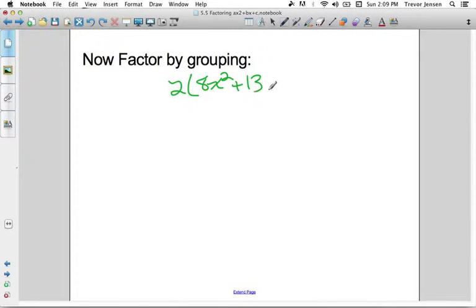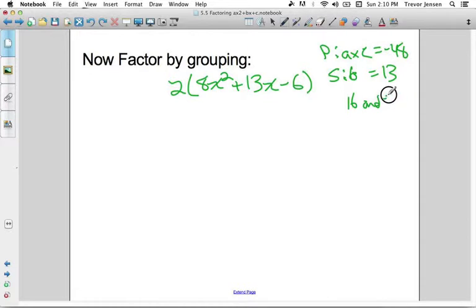plus 13x minus 6. Okay, so don't forget, you have to leave this 2 out front. That's very important. You can't just get rid of it right now. And then I wanted to factor this quadratic inside the brackets. It's a quadratic where the a value is not 1, so I knew I had to factor it by grouping because I couldn't factor out that 8. So I had to find two numbers with a product of the a times c value, which was 8 times negative 6, which is negative 48, and a sum of my b value, which was 13.